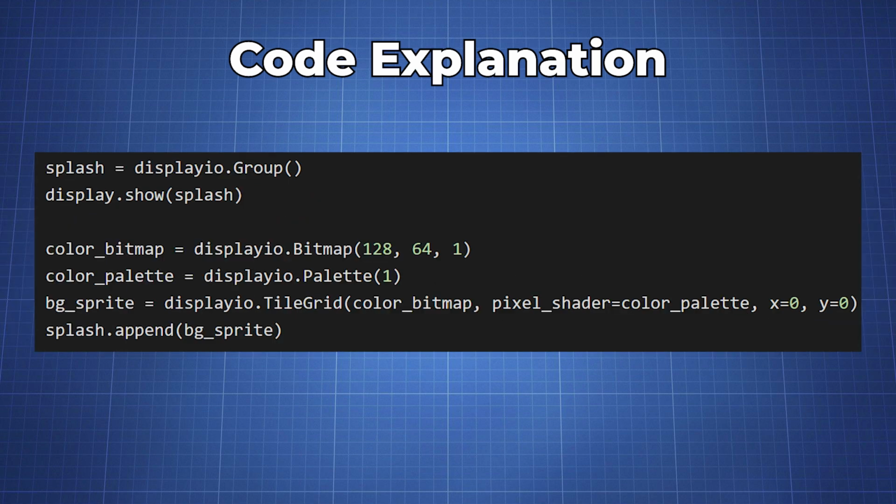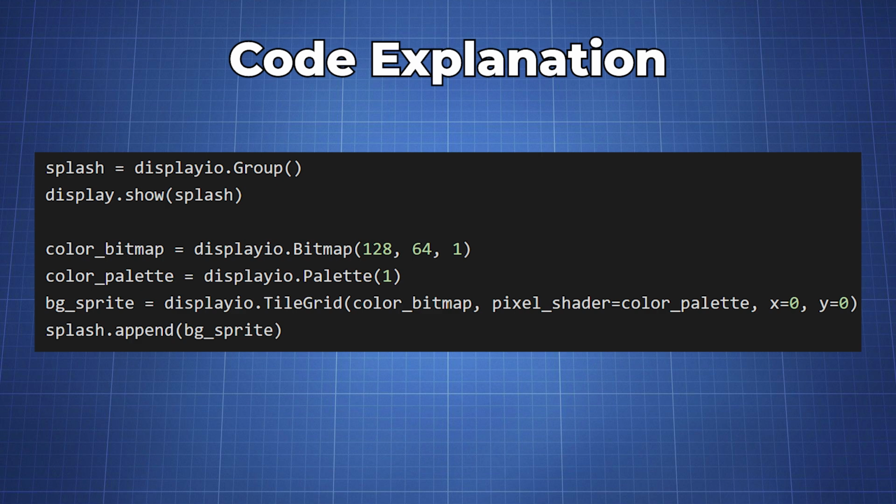Then we create a display context, and we use the splash with displayio.Group, and this creates a new display group that can contain multiple display elements. And then display.show, this will show the created group on the elements. We then set up the background, and we're using a bitmap that will create a bitmap with a specified width, height and color depth, here in 1 bit. And then we have the palette that defines the color palette for the bitmap.